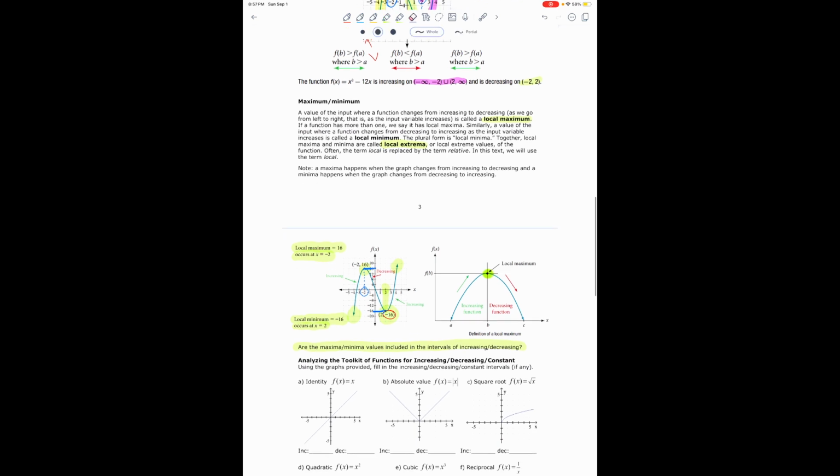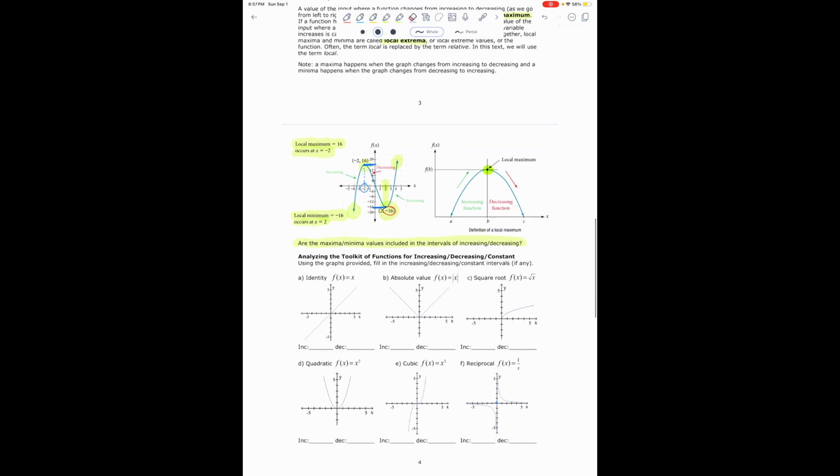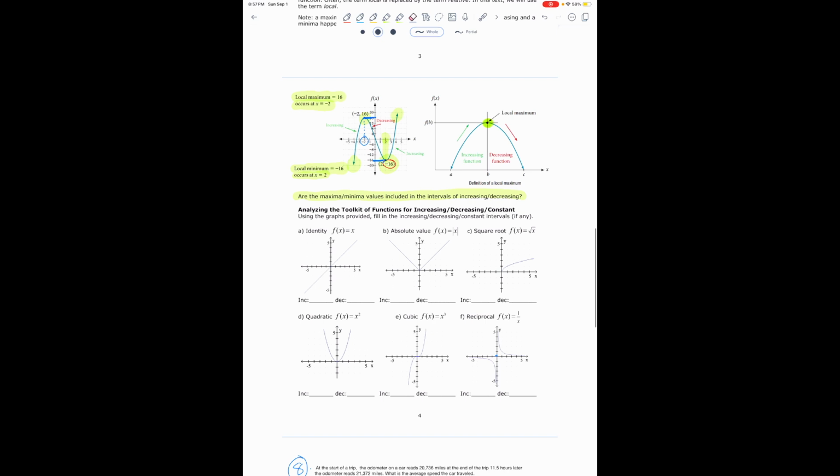If you look at the toolkit functions and analyze if the function is increasing or decreasing, you can take that as an exercise and basically answer these questions. So if I look at the identity function, which is f of x equals x, notice how the graph is increasing over all of the real numbers. It's not decreasing. So I'm going to say increasing over negative infinity to positive infinity.